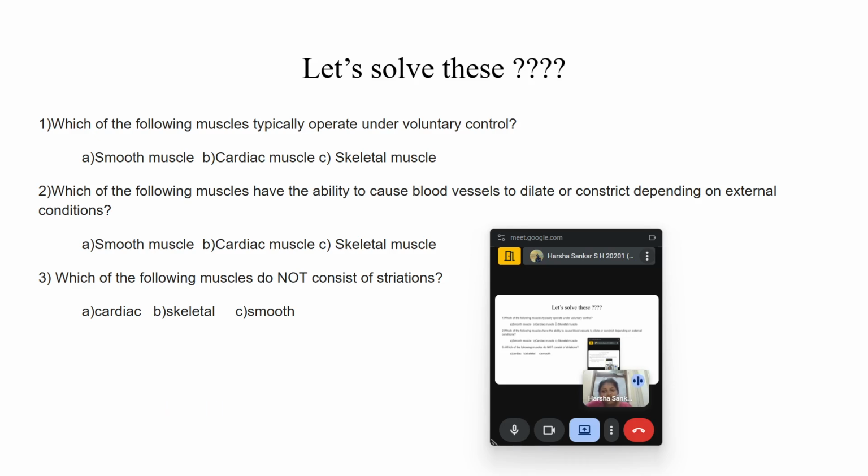Now, which of the following muscles do not consist of striation? We just saw the figure and discussed that depending on microscopic anatomy and structural details, we can divide muscle again. The non-striated muscle, as we just discussed, is smooth muscle. They don't have any striation, so they are non-striated muscle. So option C is the correct answer.